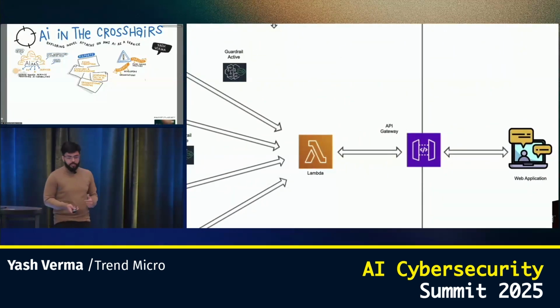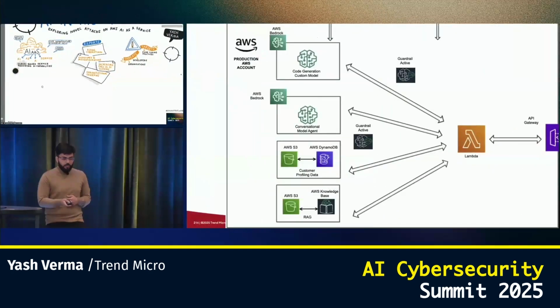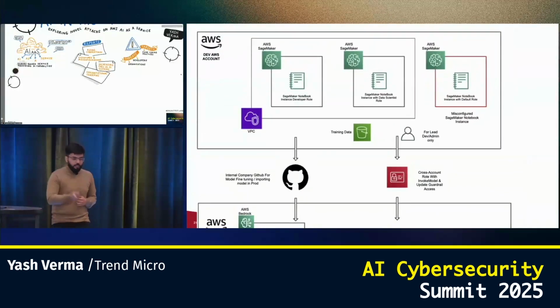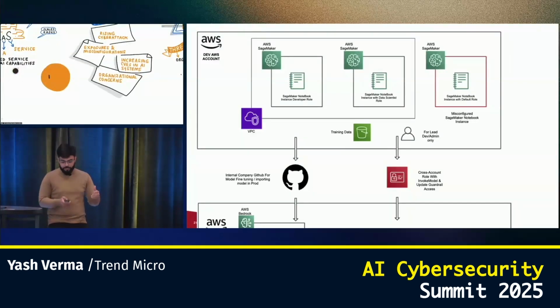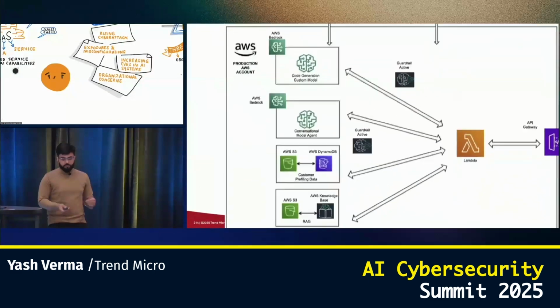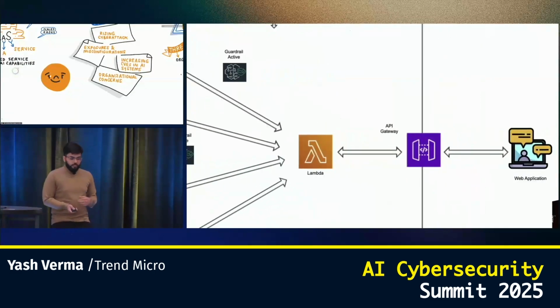There's a web application, which is basically the chat application, and that uses Bedrock in the backend via the API gateway. One more thing I didn't explain here is that the dev AWS account has GitHub connected to it. They churn out different versions of models, which are pushed to GitHub and pulled into the production account. It's like a versioning system. And one of the admins or devs has a cross-account role, basically cross-account access to the guardrail. So this was the target infrastructure.